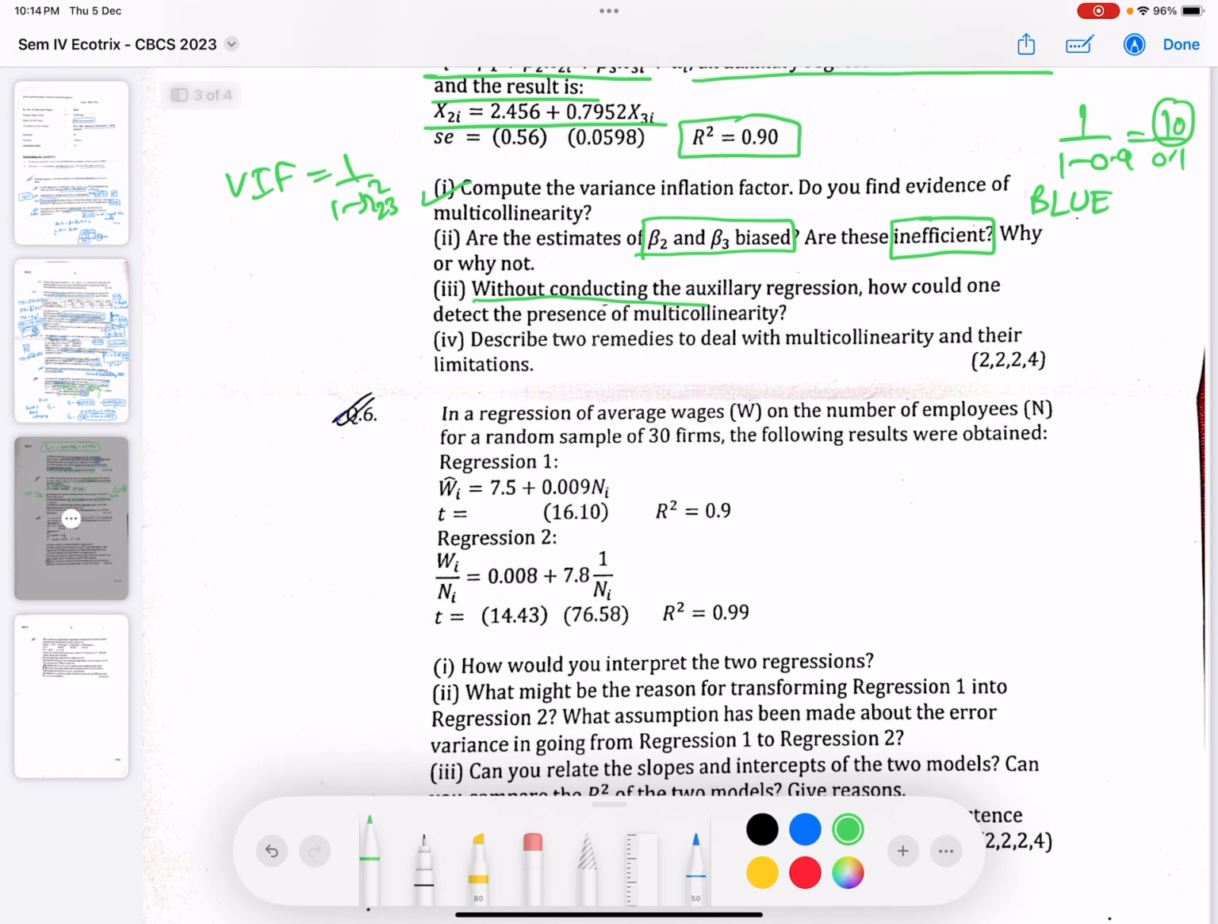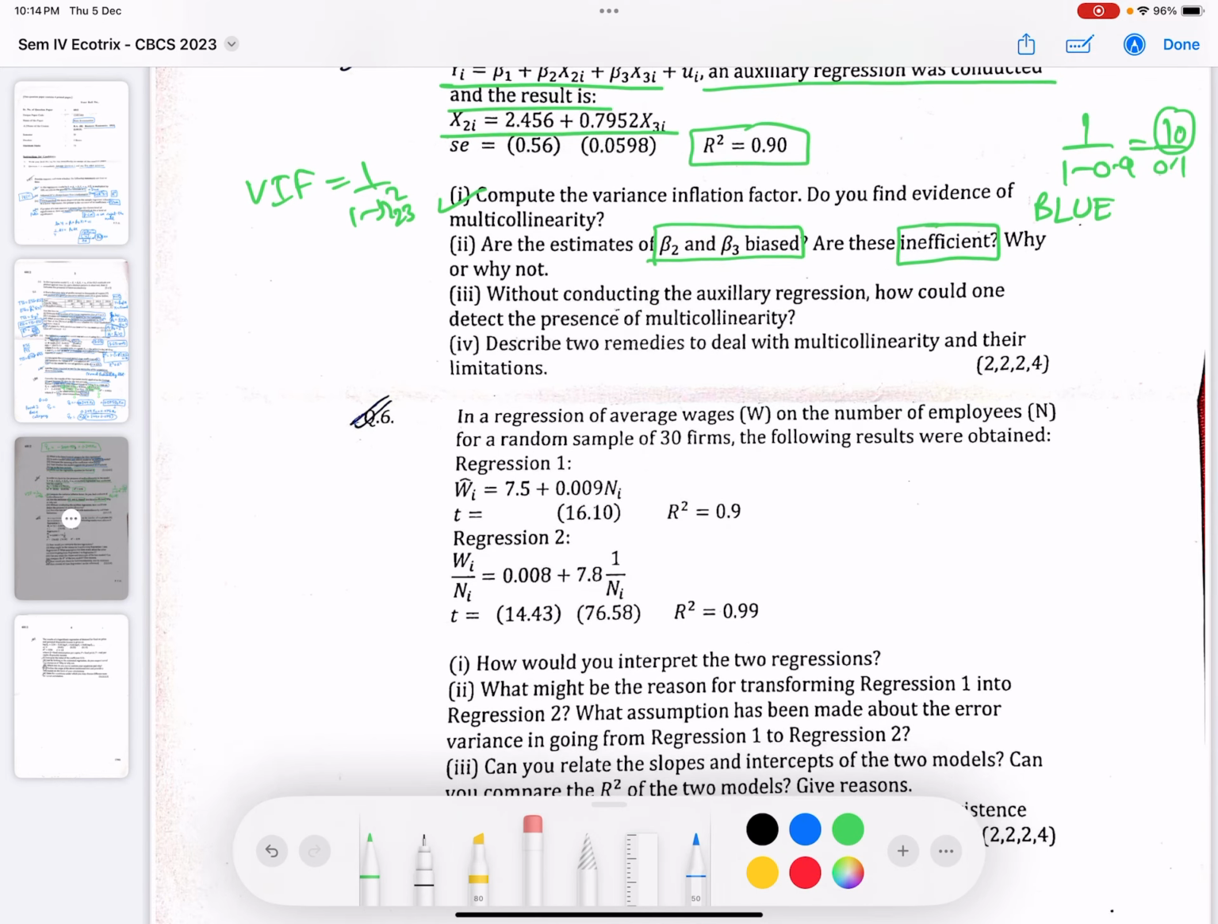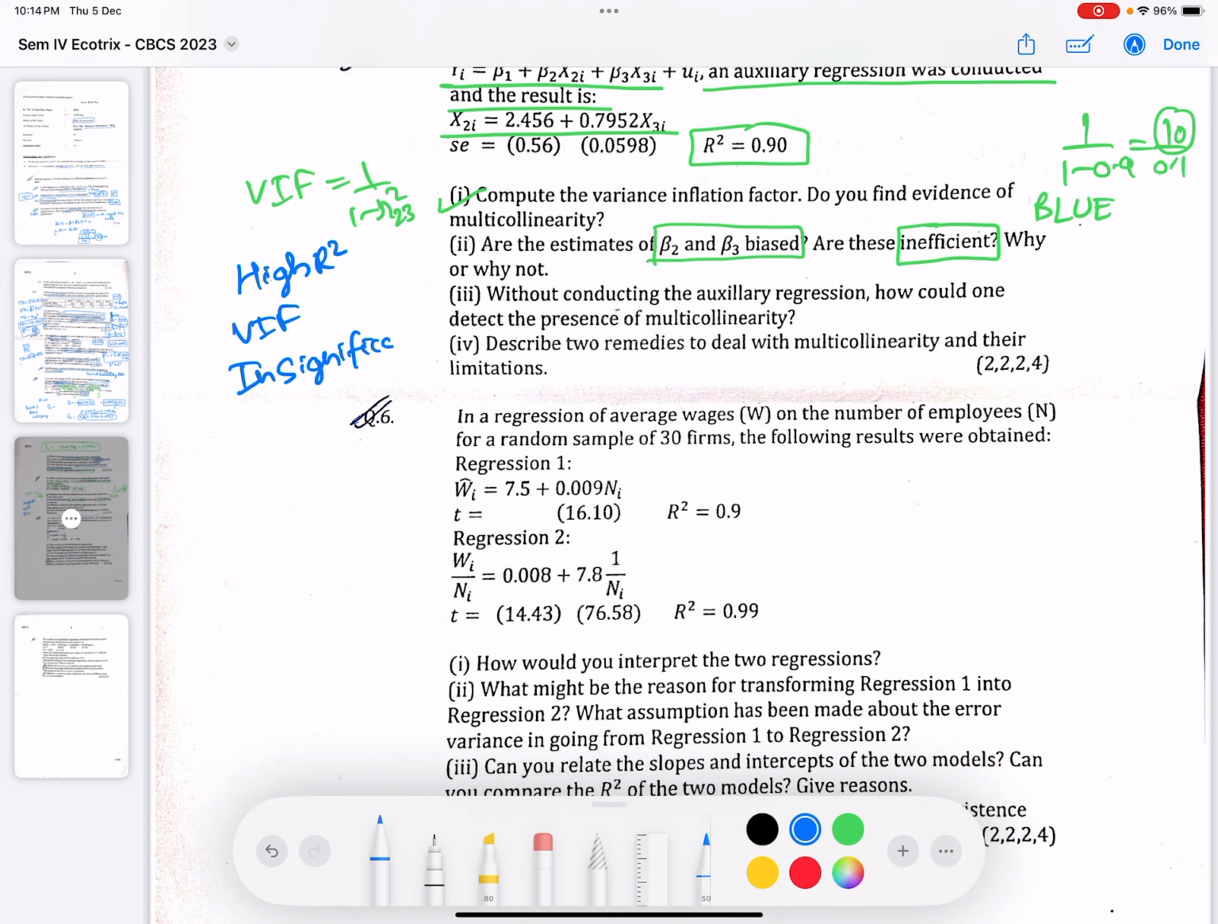Now, without conducting the auxiliary regression, how could one detect the presence of multicollinearity? There are different methods. First is high R square, then VIF, then insignificant t ratios, and then we have tolerance factor. So 4 or 5 of them are enough.